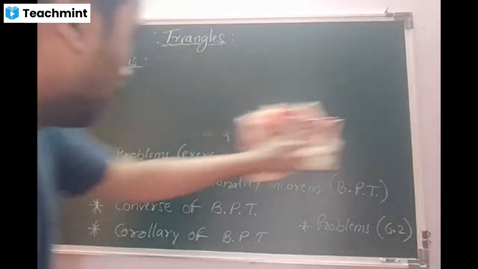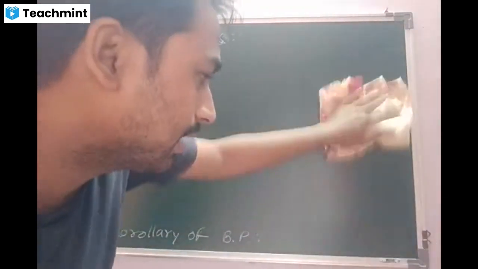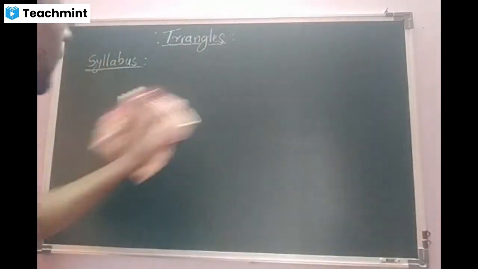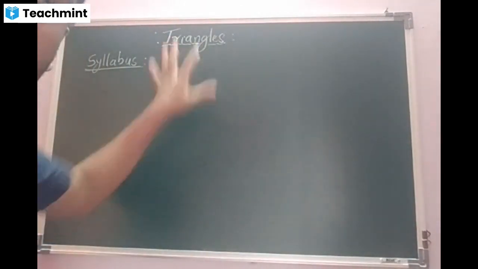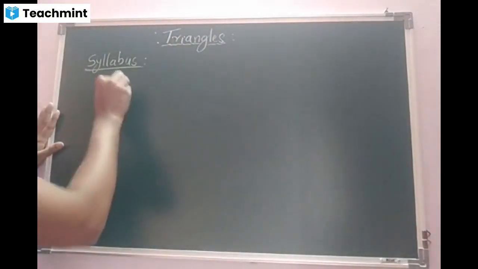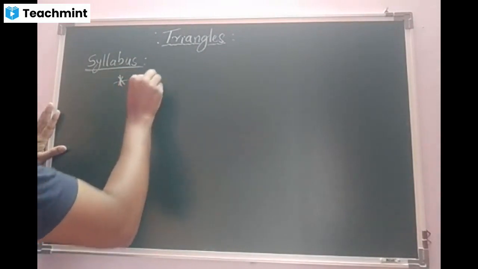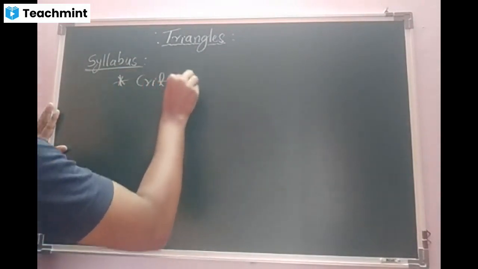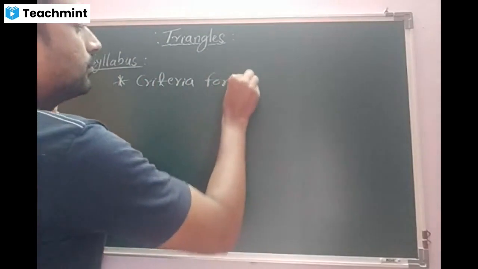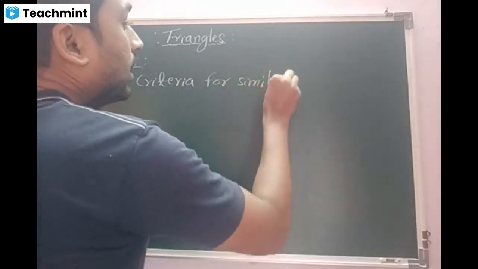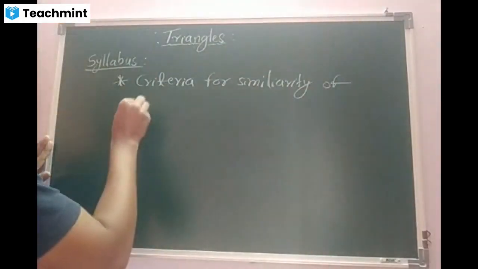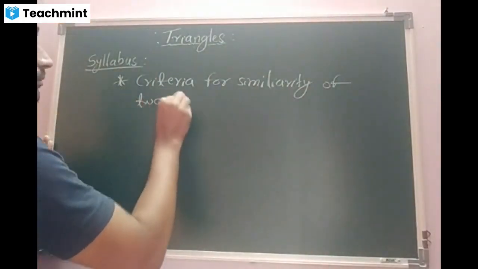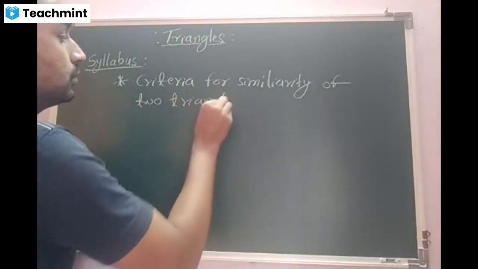Let us continue the further discussion on the syllabus. Write down, beta. This part is the central part of the syllabus. Write down properly. Criteria for similarity of two triangles. Two triangles.